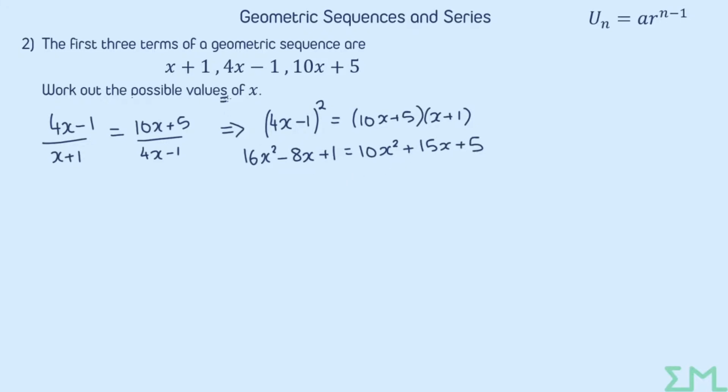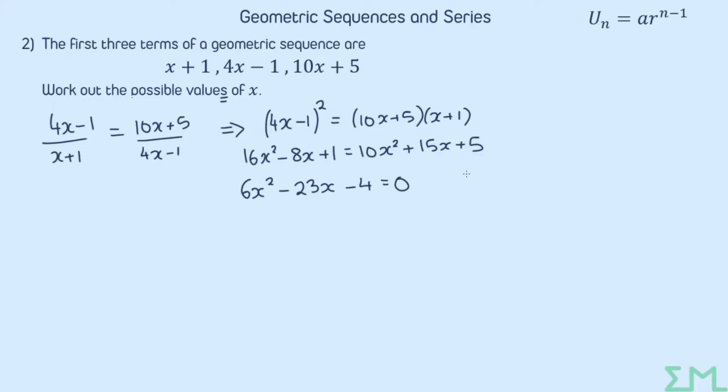This ties in nicely with our multiple values of x. If we move everything over onto one side, so we'll take the 10x, we'll get 6x squared. Take the 15, we'll get minus 23x. Take the 5, we'll get minus 4.